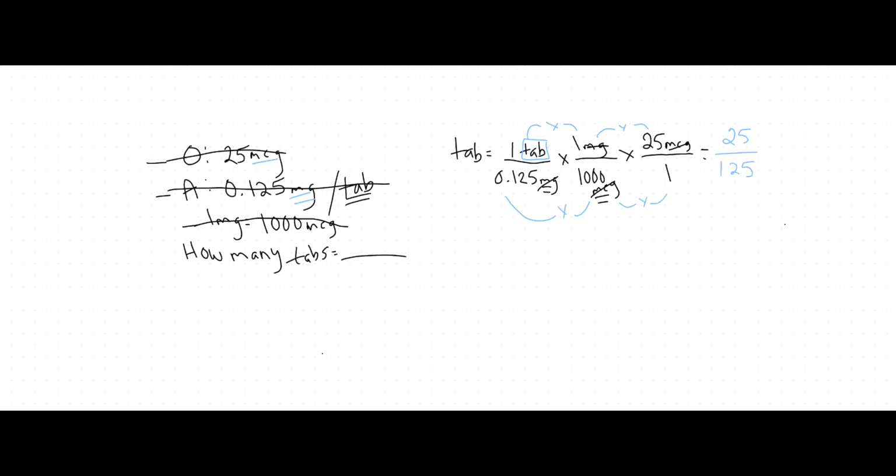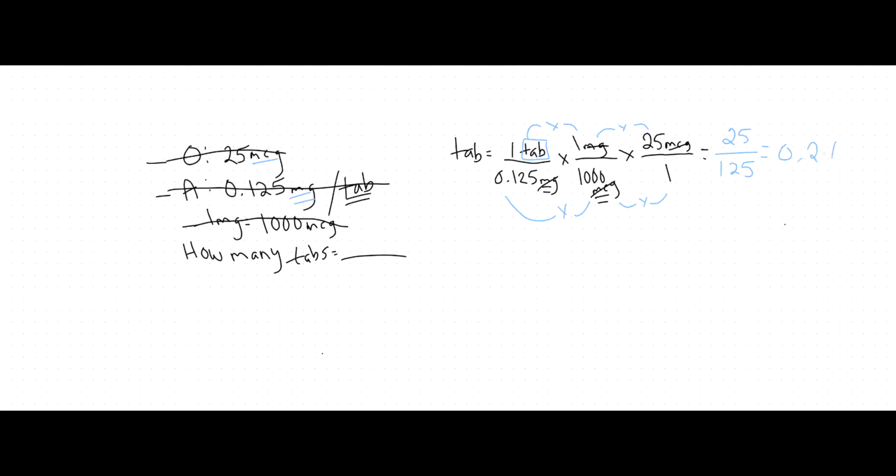Now I've got to do my math. I'm going to do it with my calculator. Here it is. All right, so now I have 25 divided by 125 equals 0.2 tablets.